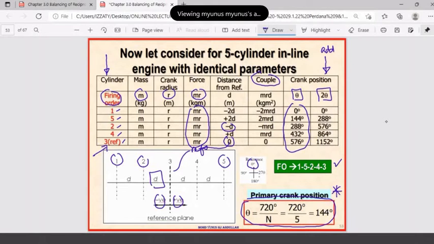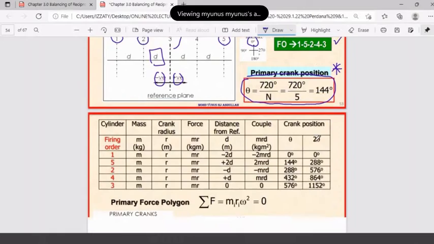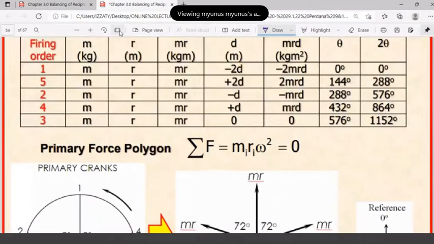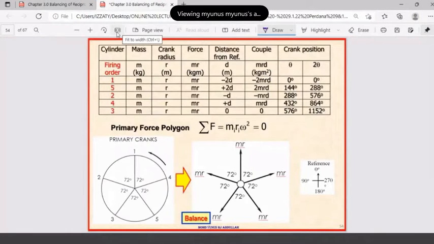So the next thing is to construct the polygons. You have 4 polygons to be constructed. That is how you create, or perhaps design, the table.